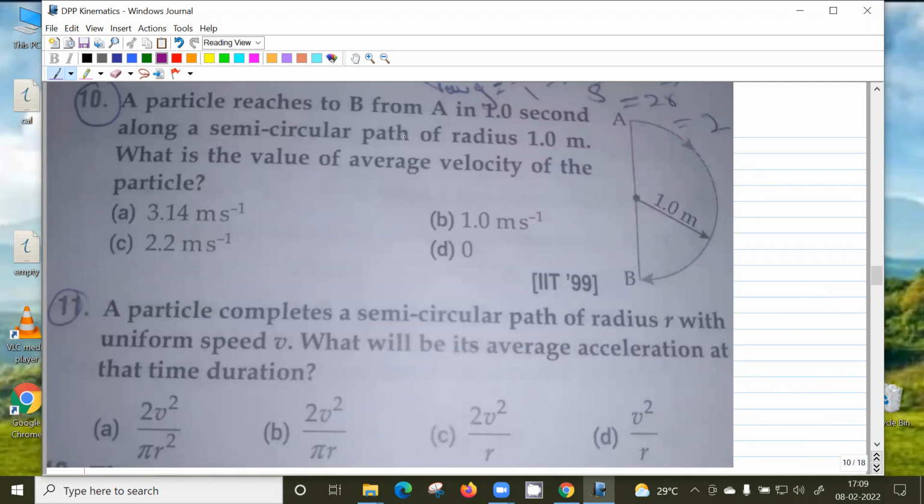The particle reaches point B from A in 1 second along semicircular path. What is the average velocity of the particle? This is also a simple question, if you know average velocity, no. So average velocity is average displacement divided by the time. So displacement means initial minus final. So this is actually the displacement. It's the diameter, so it's 2 meters in 1 second.